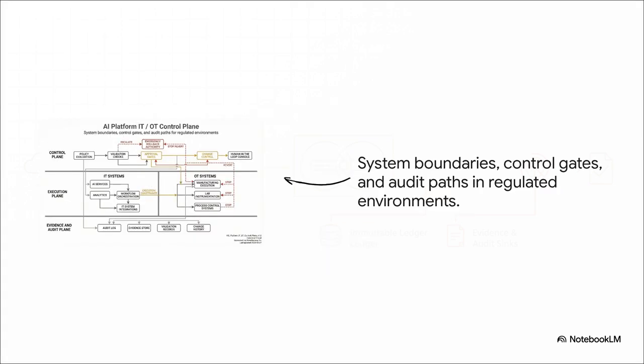So how do you manage that risk? Well, you build a system that looks something like this. You see 3 layers here. Down at the bottom, the execution plane is where the work happens. Your IT and your OT, or operational technology systems. But that plane is governed by a control plane above it, which is where policies and approvals are enforced. And the really crucial part is that everything, every single action, gets recorded in the evidence and audit plane. That's your unbroken, verifiable record of everything that happened.